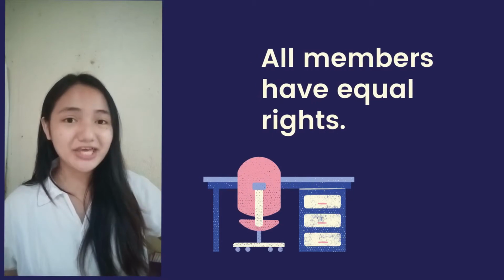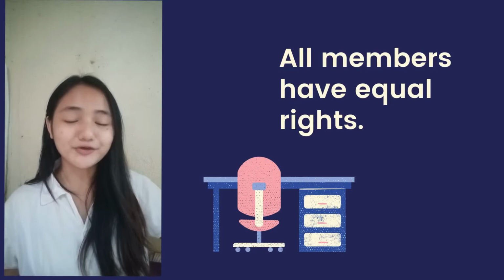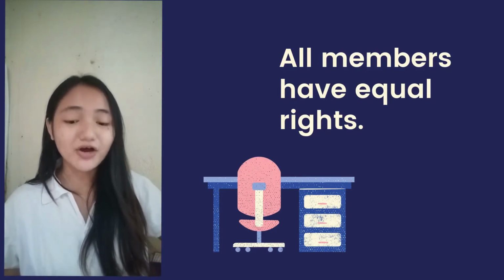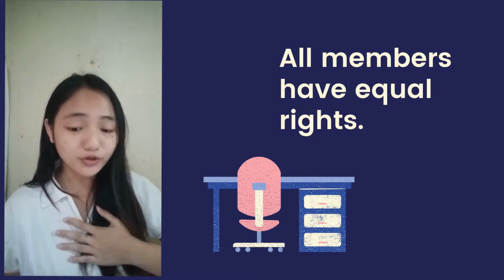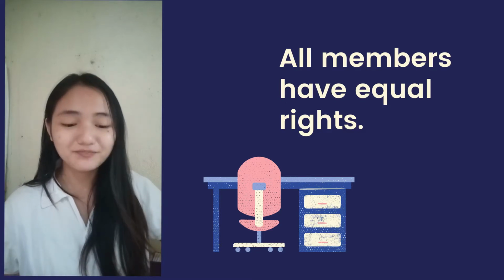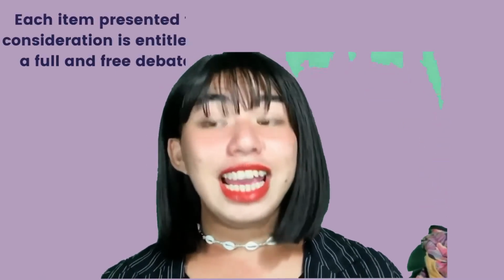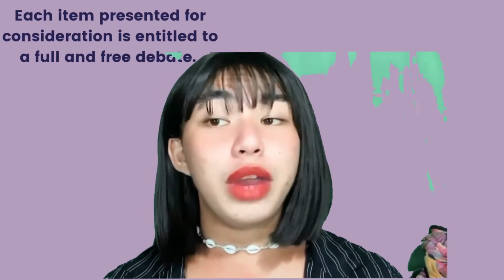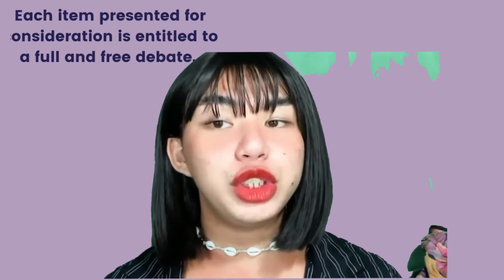Now let's have the third rule. All members have equal rights. Each speaker must be recognized by the moderator prior to speaking. Each speaker should make clear his or her intent by stating, "I wish to speak for or against the motion," prior to stating arguments. Next, each item presented for consideration is entitled to a full and free debate. So each person speaks once until everyone else has had an opportunity to speak.